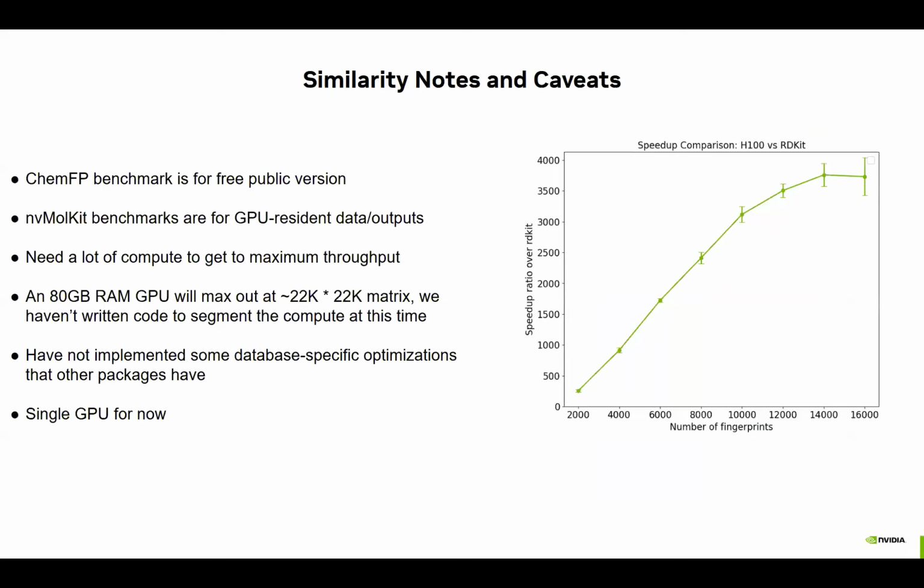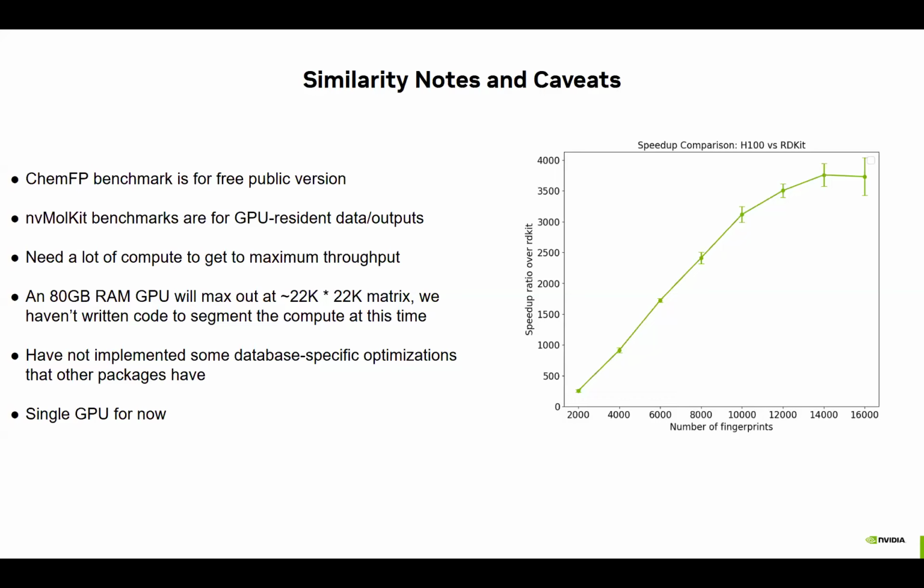So it takes us a lot of compute to get up to saturation of the GPU to get to that throughput. On the right here, I'm showing the speedup over RDKit as you increase the number of fingerprints in the n by n calculation. And so you really need 14,000 by 14,000 to max out the resources on the machine at this point.